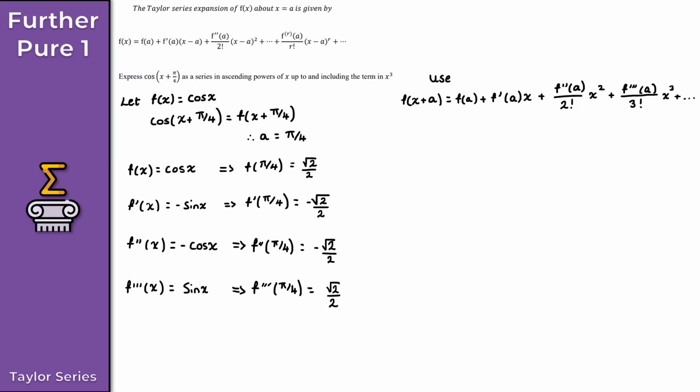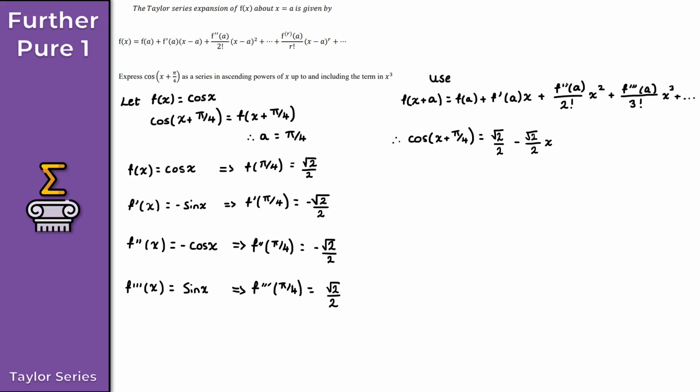We're only concerned about going up to the term in x cubed. Okay. So using everything that we've got here then, cos of x plus pi over 4 is equal to, so I have f of a here. So f of a is root 2 over 2. We then have f prime of a times x. That's going to be minus root 2 over 2 times x.